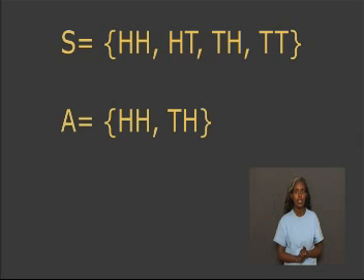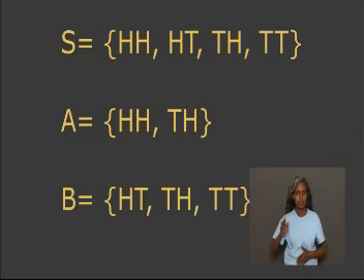The event of H happening on the second throw would look like this: A equals {HH, TH}. The event of at least one T happening would look like this: B equals {HT, TH, TT}.